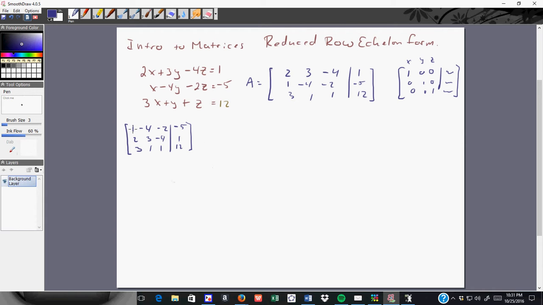So the very first thing I'm going to do is notice that if I multiply row 1 times the -2, and I add that to row 2, watch what happens. Let me write this down first. -2 times 1 is -2, plus 2 is 0. So I've achieved that. -2 times -4 is 8, plus 3 is 11. So that's not good. But that's fine.